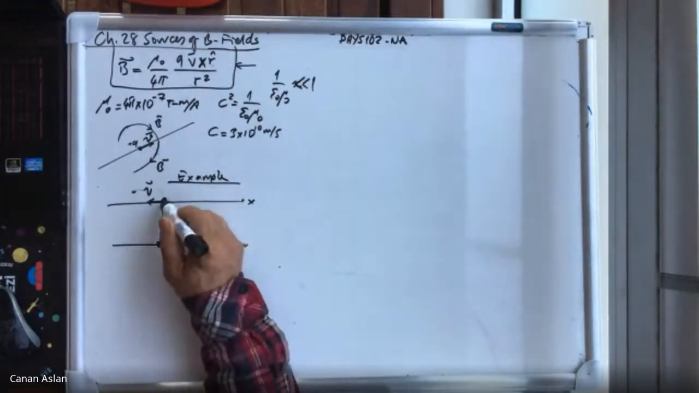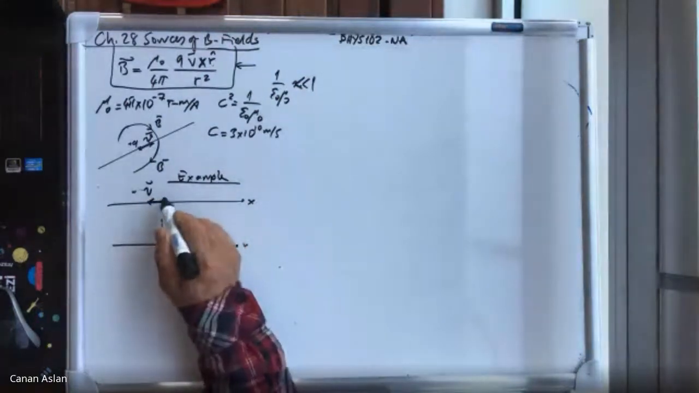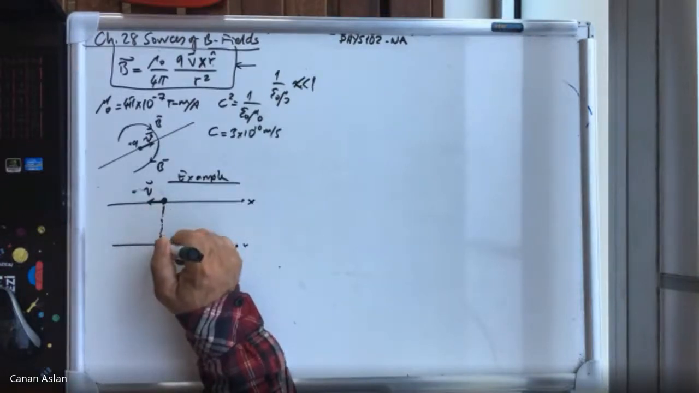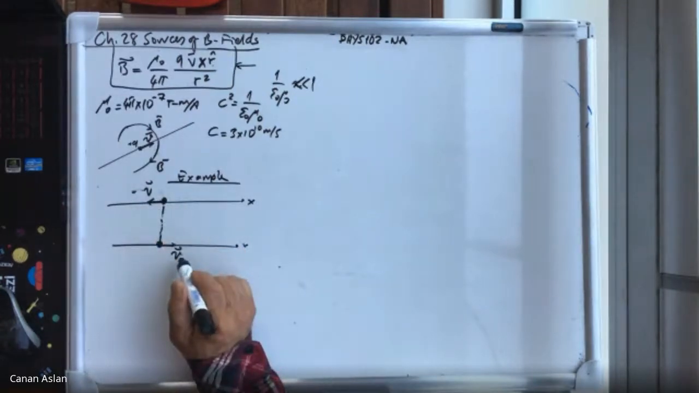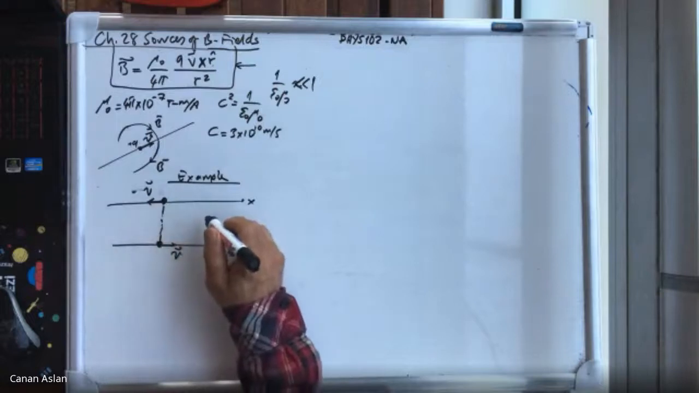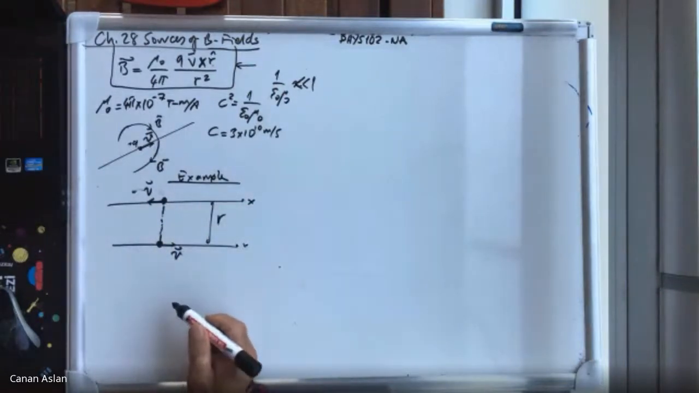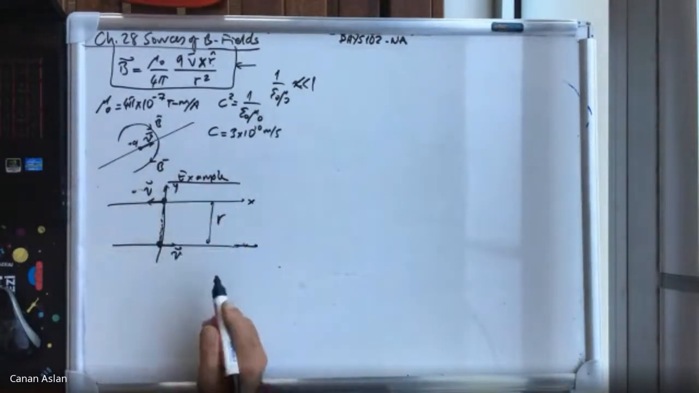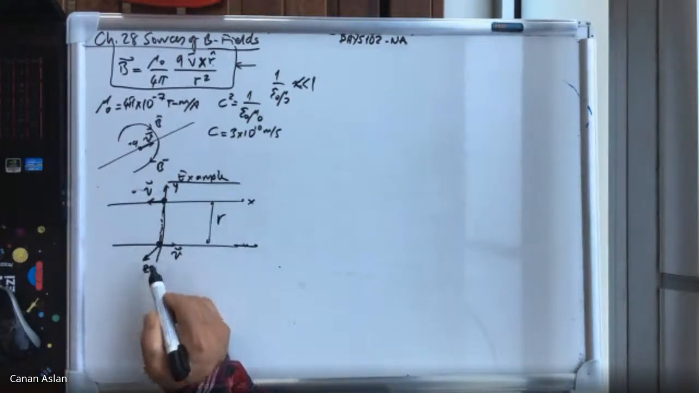The force will be exactly the same for both of them. If you can find the force on the top one, for instance, it will be exactly the same force for the bottom one, because their velocities are the same, and the distance here is given as r. This is the x direction, this is the y direction, and the z direction is outside the page.